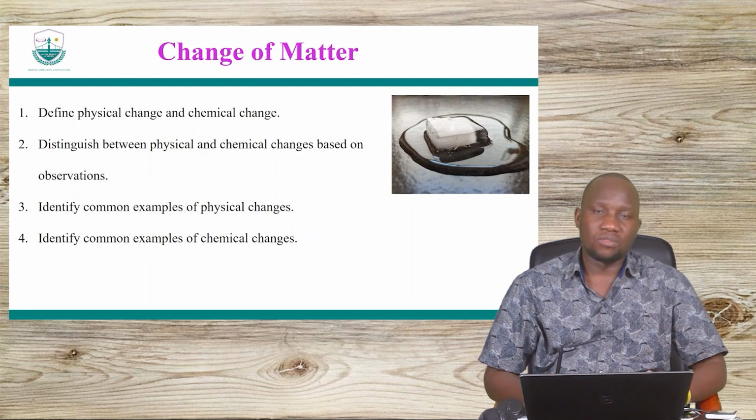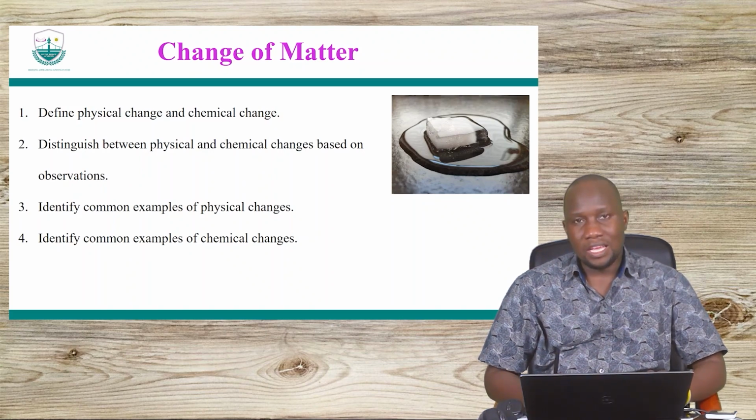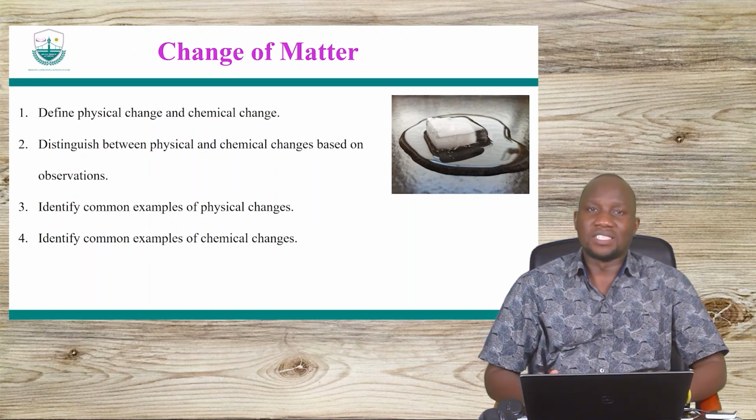Okay, so what types of changes do we call them? Do we call them physical? Do we call them chemical? And why do we call them chemical or physical? Okay, what are the defining characteristics and what are the examples in each of these types of changes?